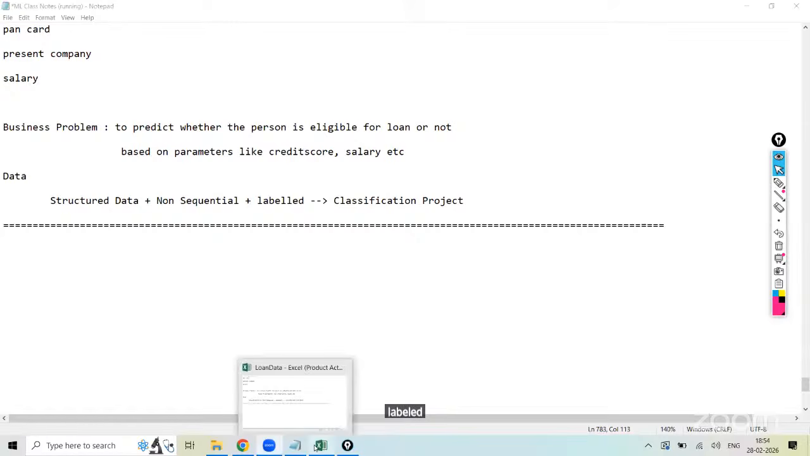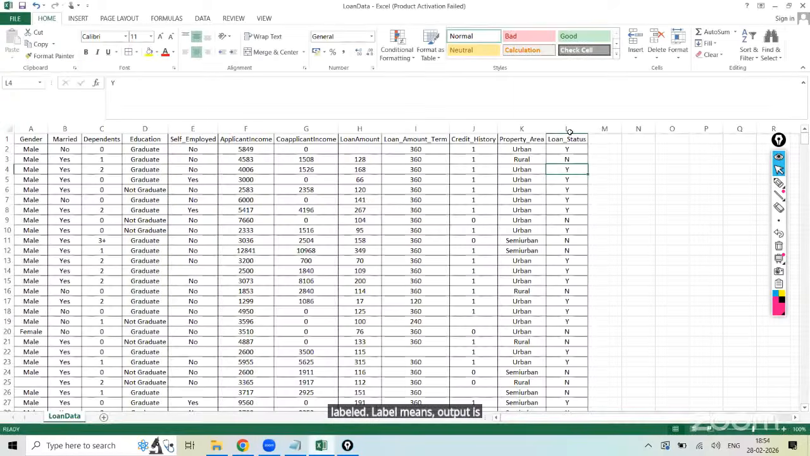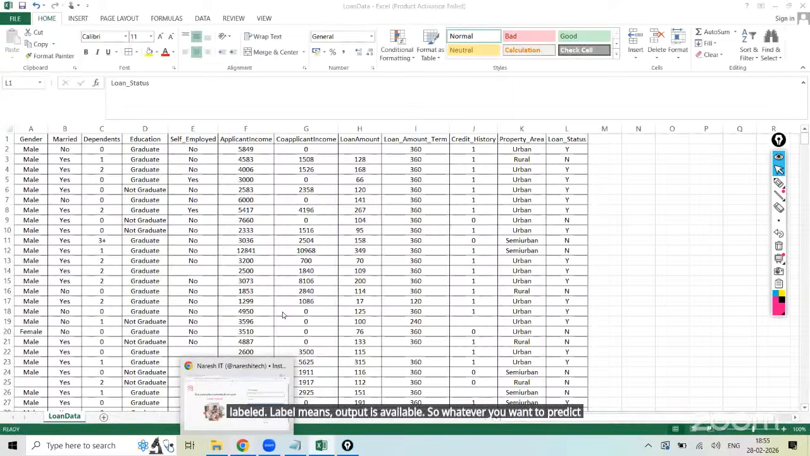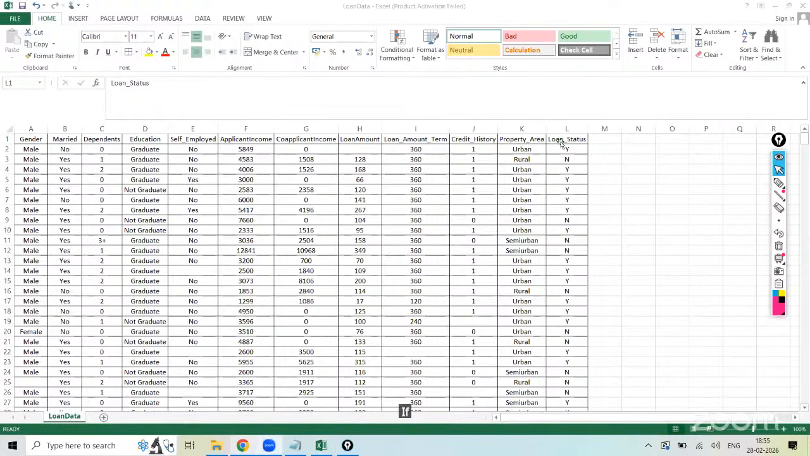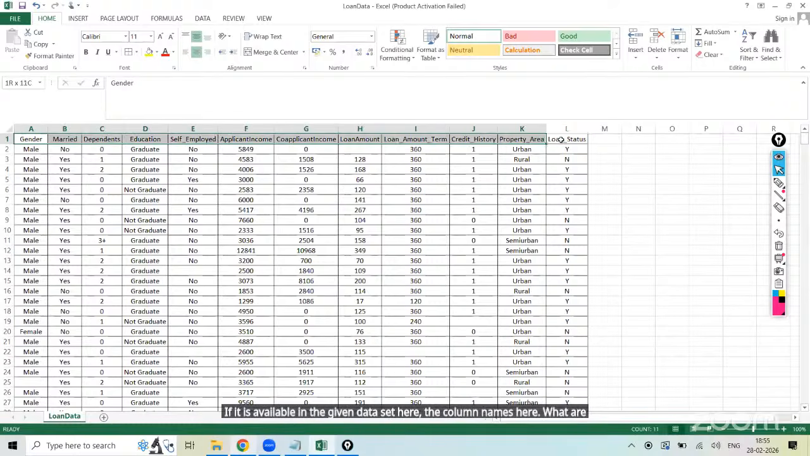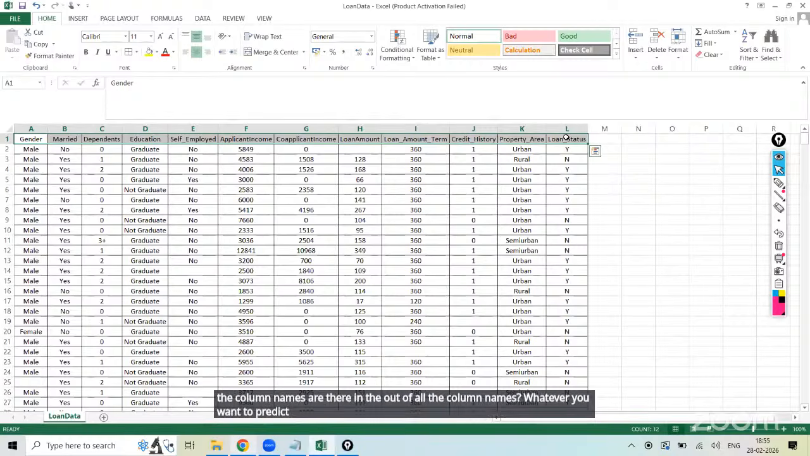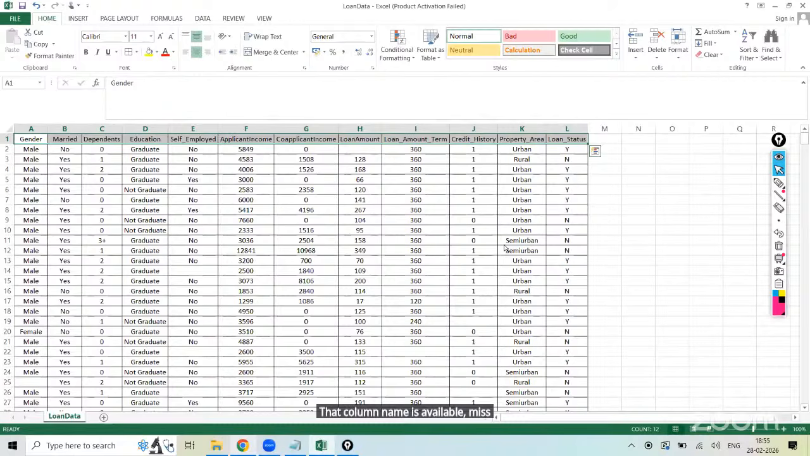Label means output is available. Whatever you want to predict, that column name should be available in the data set. Out of all the column names, whatever you want to predict, that column name should be available. If that column name is available, it is called labeled data.